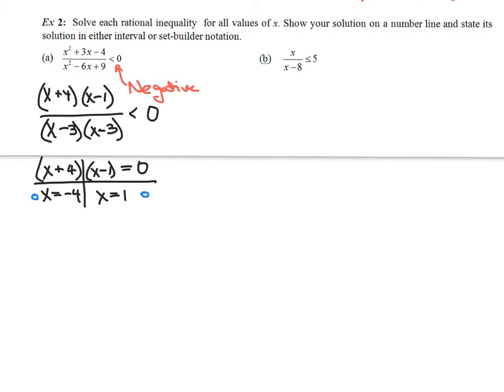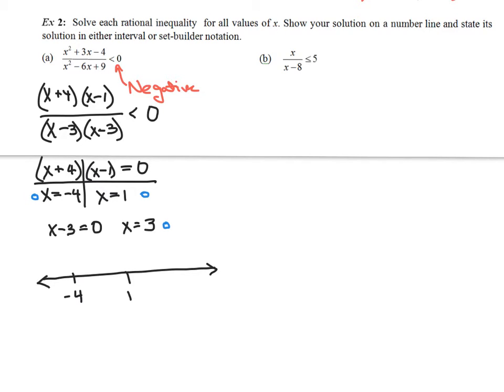Now let's go to our denominator. I see that both factors are the same, so it's enough for me just to set x minus 3 equal to 0. And that tells me that x equals 3 is where my fraction is undefined. Again, any place where my answer is undefined cannot be part of my solution. So that tells me that at 3, I'm also going to put an open circle on my number line. So let's make our number line. It's really not possible to do these without our number line.